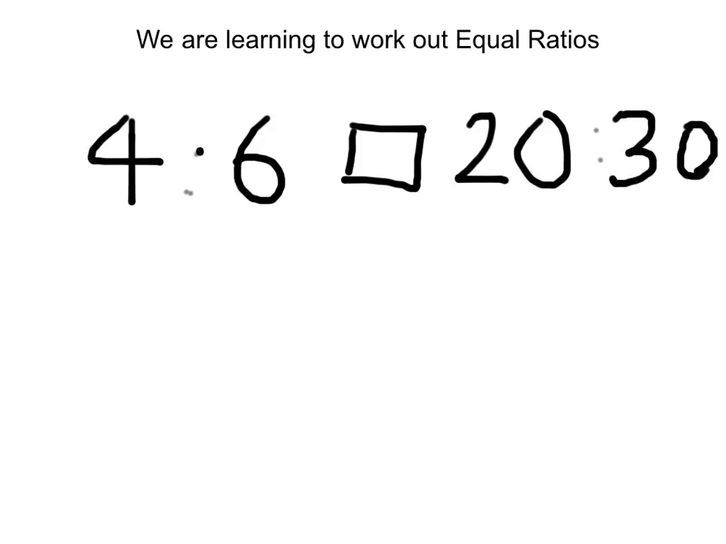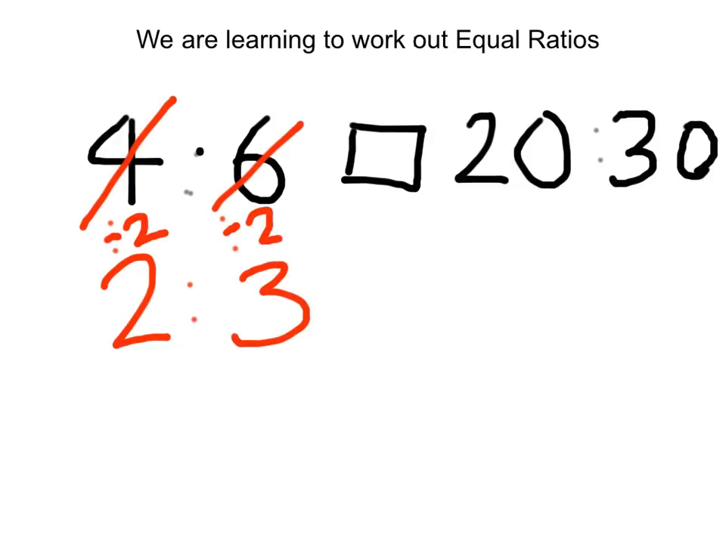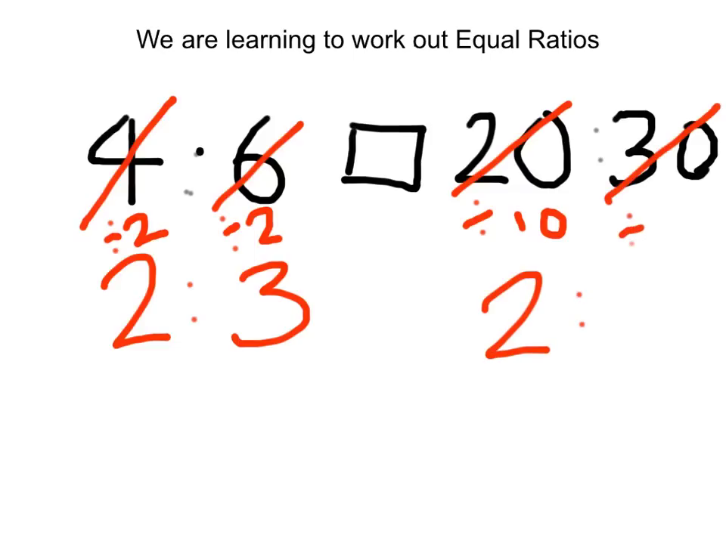So if I just change the colour of my pen, we can divide 4 by 2 to bring it down to 2, and let's put divided by 2 in there, and 6 divided by 2 gives us 3. And 20, we can divide that by 10, which gives us 2, and 30, we know divided by 10 is 3. So we can in fact say that the ratio 4 to 6 equals the ratio 20 to 30, or it is a proportion. A proportion is a statement that two ratios are equal.